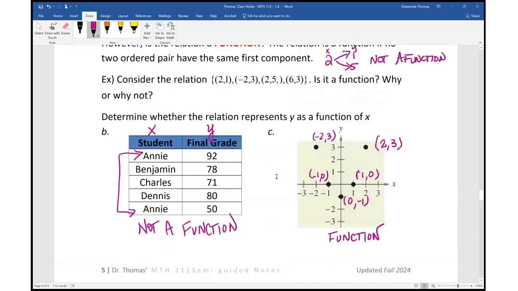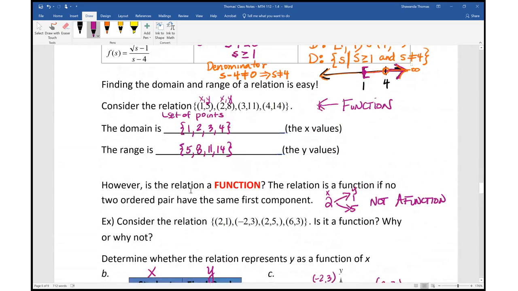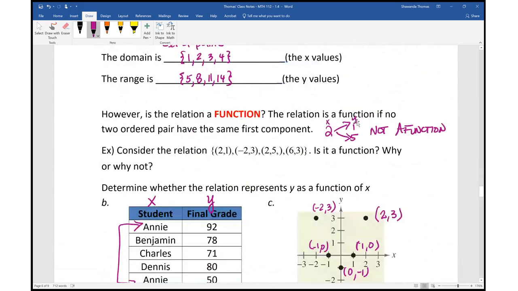This concludes our lesson on finding the domain, and also when you have a relation, finding the domain and the range.